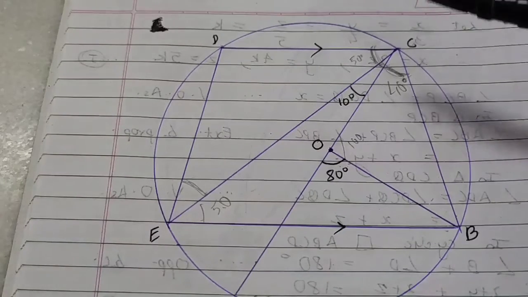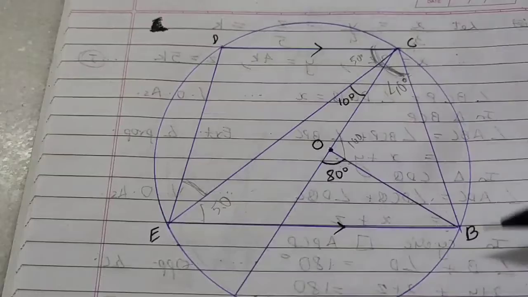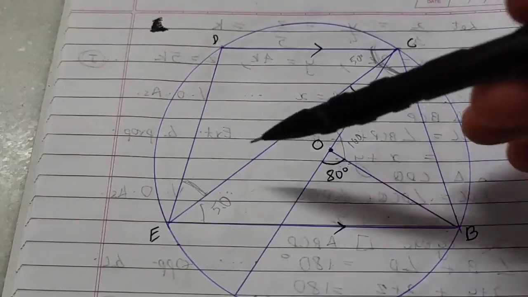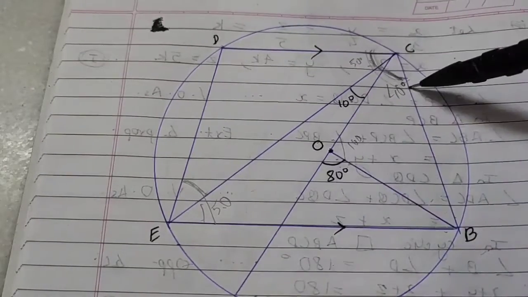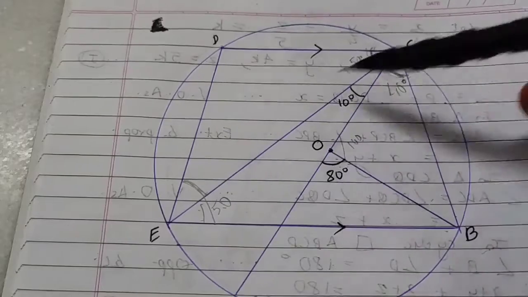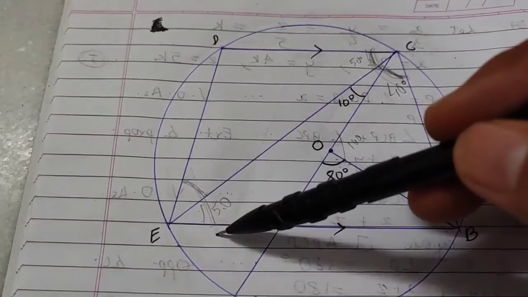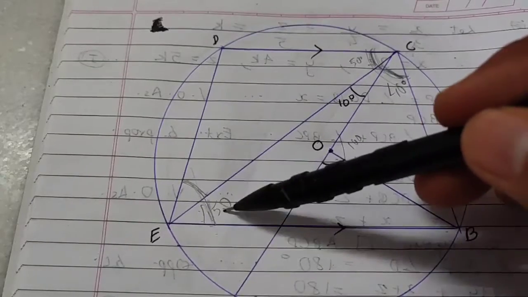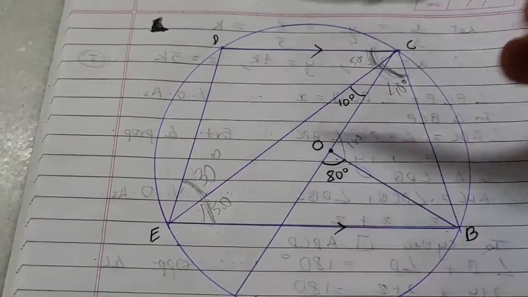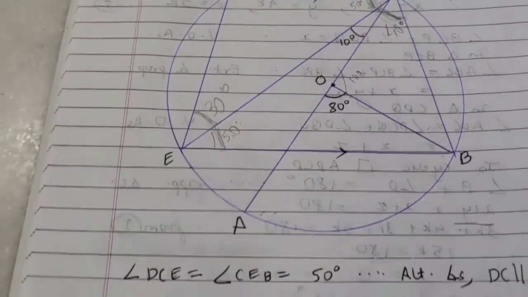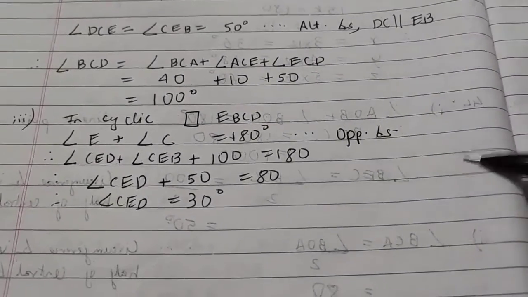Well, in cyclic quadrilateral EBCD, angle E plus angle C will be 180 degrees, out of which I know C is 100, so this is entirely 80, but this small angle is 50, so how much is left? 30 degrees. How to write the statements?